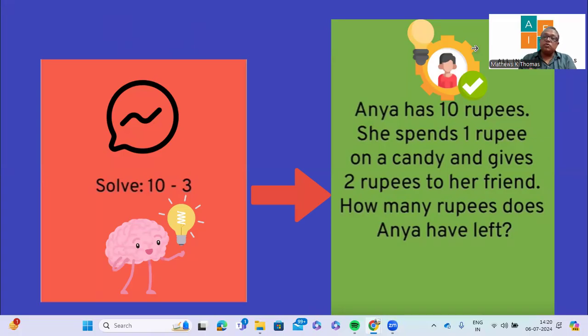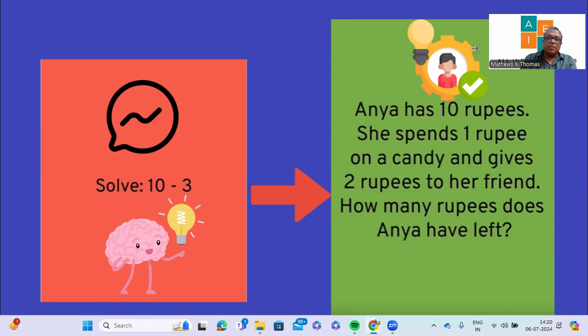Here the child is able to think that, okay, I have got 10, I am spending 1 rupee on the candy and I'm giving 2 to my friend. So total money that I'm spending is 3. Then the money that I have left is 10 minus 3, 7. So you see the difference in the wordings of the question. One is a direct question and one is a competency based question. So this is what Saful is all about, making the question more relevant to actual life.